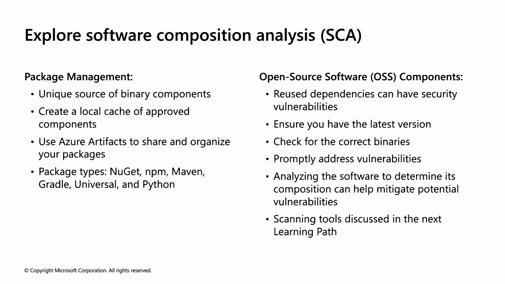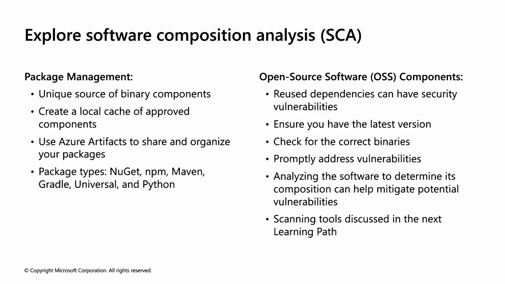Software composition analysis is a crucial practice in modern DevOps pipelines. It focuses on managing the packages and components that make up our applications. By using tools like Azure Artifacts, teams can create a local cache of approved components and share packages such as NuGet, NPM, Maven, Gradle, Universal Packages, and Python. This centralized approach ensures that only vetted binaries are used, reducing the risk of introducing vulnerabilities. SCA also helps teams keep dependencies up to date and quickly address any issues that arise, making it easier to maintain secure and compliant software.